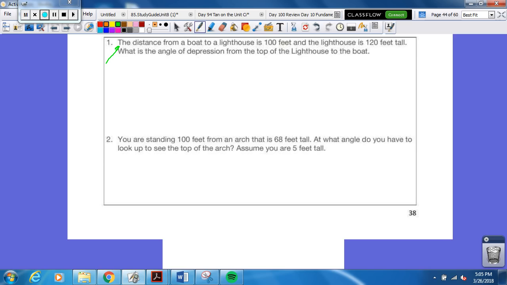So we got a boat. Here's a boat. Bam. Real complicated boat. And you got a lighthouse. Bam. There's my lighthouse. There's the water right there. Really complicated. It doesn't have to be that complicated because we're trying to solve the problem. All right, so the distance from the boat to the lighthouse is 100 feet. Bam. And the lighthouse is 120 feet tall. Bam. And what is the angle of depression from the top of the lighthouse to the boat? The angle of depression goes right there with the horizon. There you go. Hopefully you had that picture.